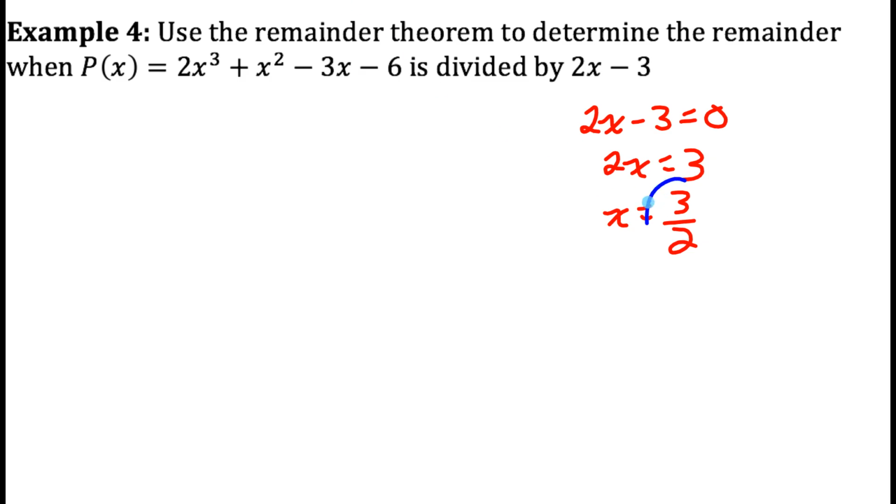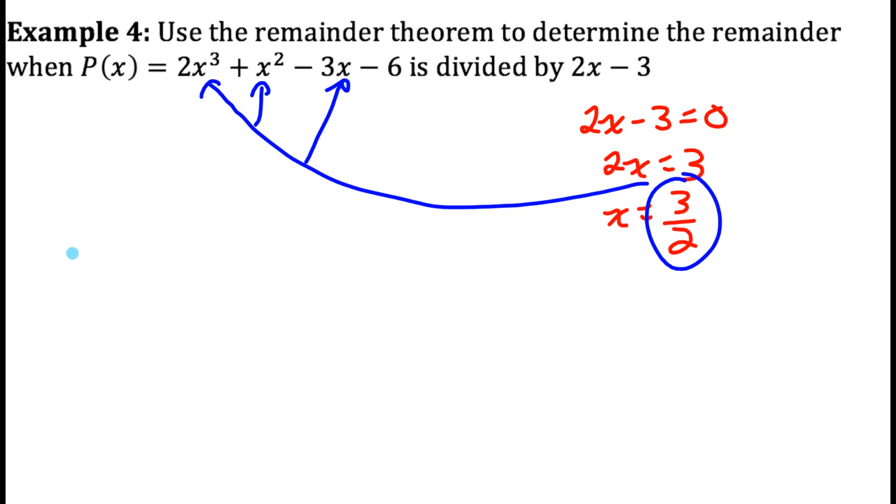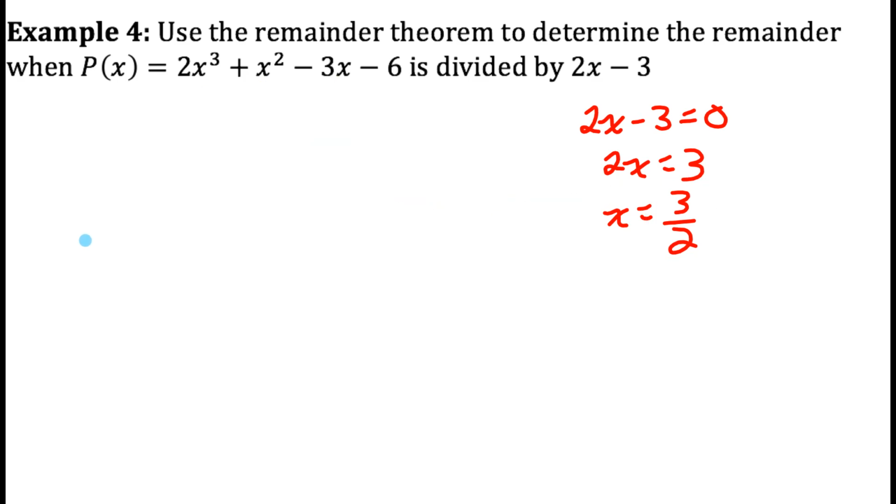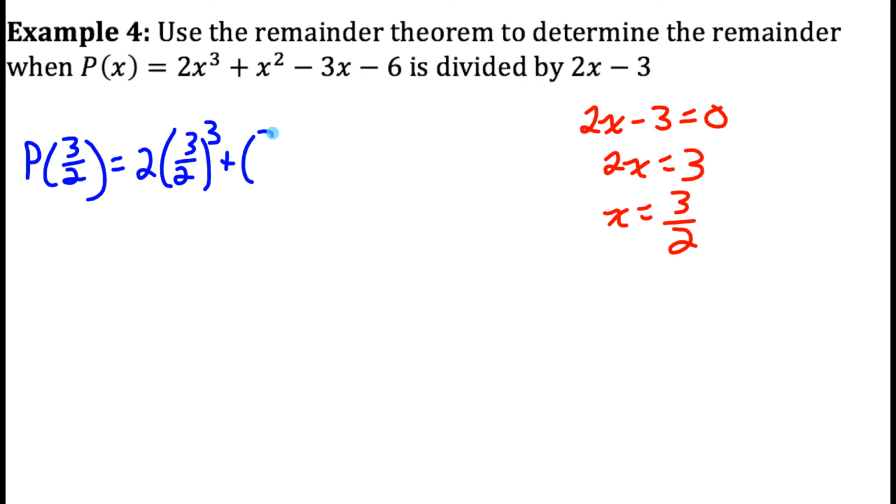Plug that in for all the x's into the polynomial function, and that will tell me what the remainder would be if I were to do the division. So let's evaluate p at 3 over 2. So 2 times 3 over 2 cubed plus 3 over 2 squared minus 3 times 3 over 2 minus 6.